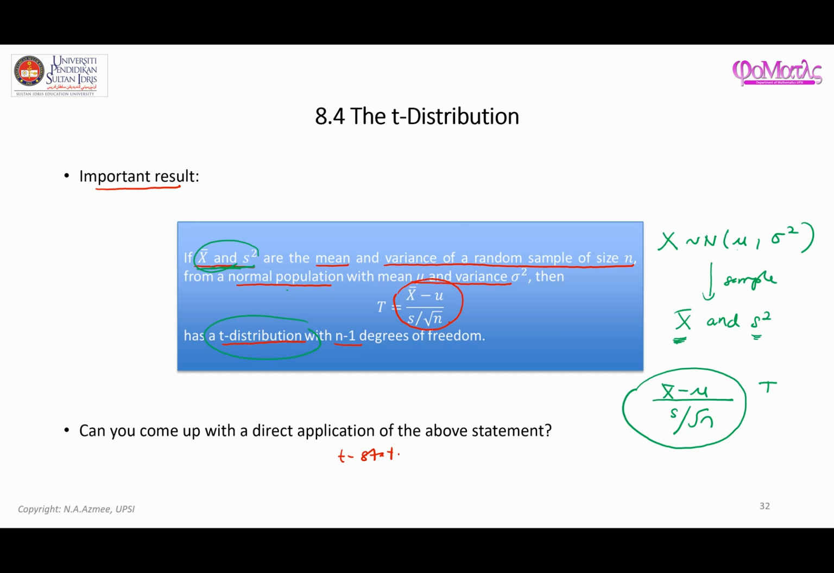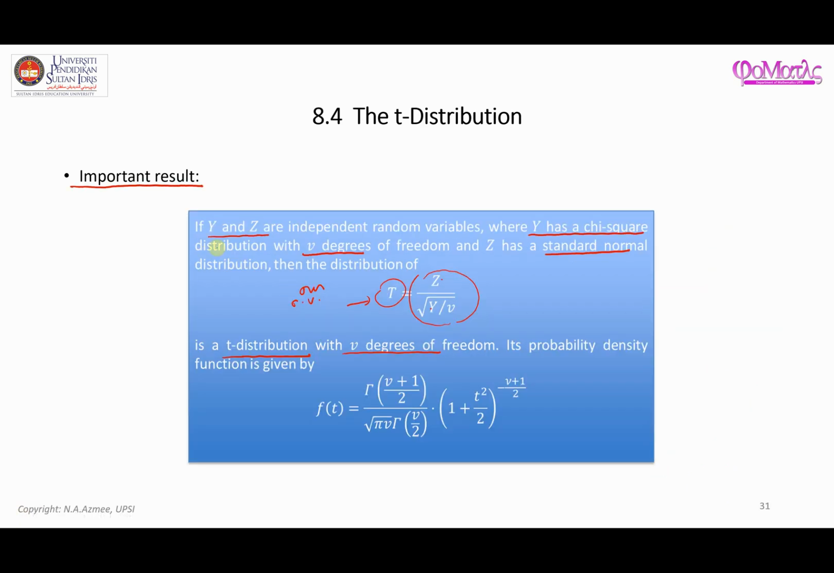Okay, so I'm just going to show you how this becomes a t distribution. So why is this a t distribution? Why is this a t distribution has something to do with the important result given here, where it says when you have a standard normal distribution, and this one here is a chi-squared distribution, in this formula, then the result here is going to be a t distribution with v degrees of freedom.